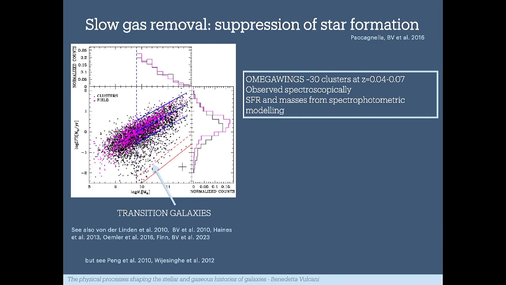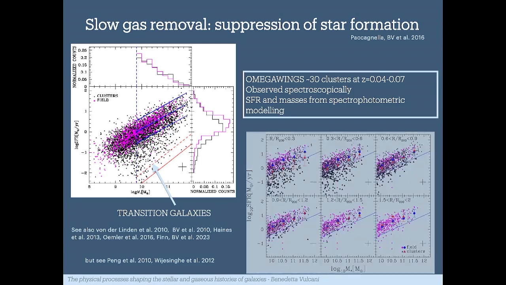When we have a slow gas removal, we typically expect a suppression of the star formation. And this is shown in the star formation rate mass relation. In pink, there are field galaxies. In black, we have cluster galaxies. And we see that while cluster galaxies can be as star-forming as field galaxies, we have a population which is not negligible of galaxies in clusters that are below the star formation rate mass relation. These are galaxies that are transitioning from the main sequence down to the passive cloud, which is down here. And so we can call these galaxies transition galaxies.